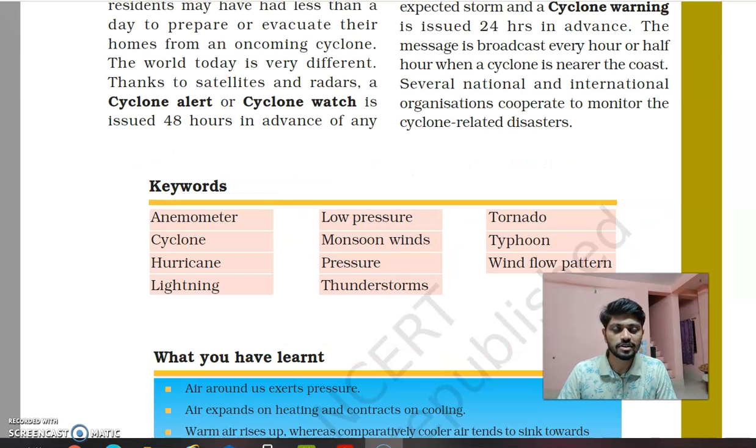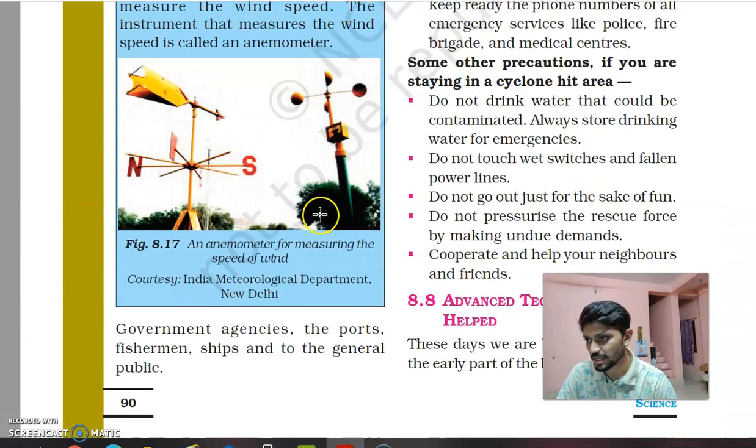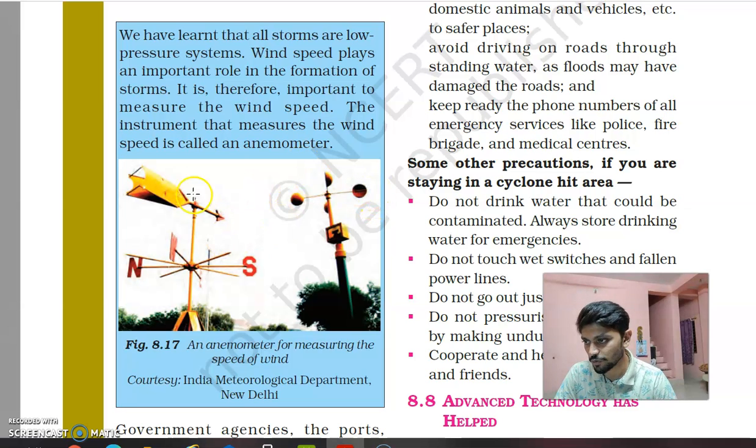So that is all about the 8th chapter, winds, storms and cyclones. We have learned a lot of things in this chapter. Let's try to see some of the keywords that we have gone through so far. The first keyword is anemometer. What is an anemometer? An anemometer is an instrument used to measure the speed of wind. And let me show you how it looks. So this is what an anemometer looks like.